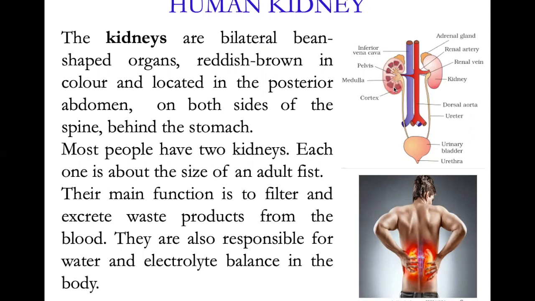They are reddish brown in color and are located in the posterior abdomen on both sides of the spine behind the stomach. This is how the location of the kidney comes in. You have to see on the dorsal side. Many people have two kidneys. Each kidney is the size of an adult fist. The main function is to filter and excrete waste products from the blood. They are also responsible for water and electrolyte balance in the body.